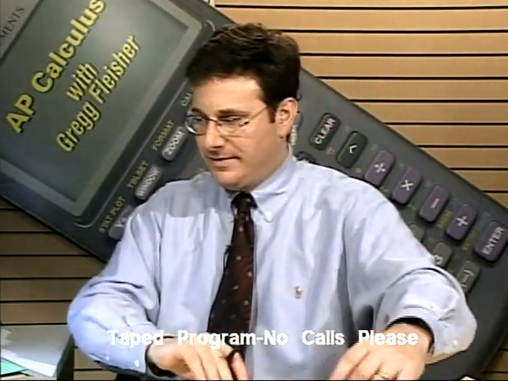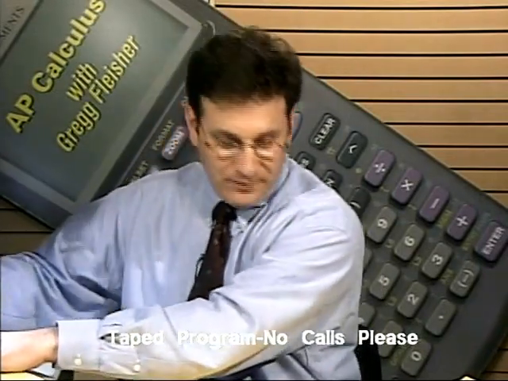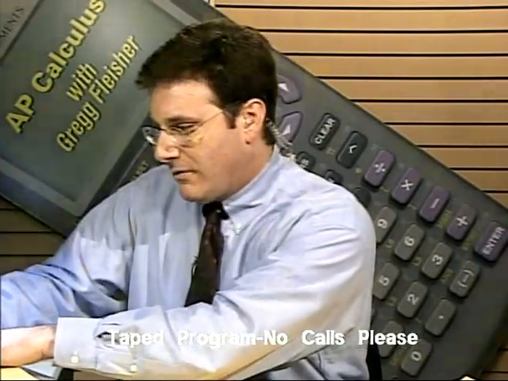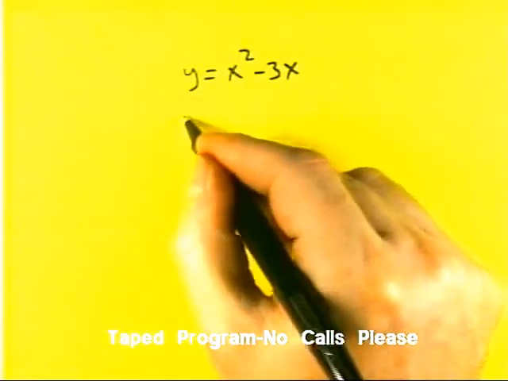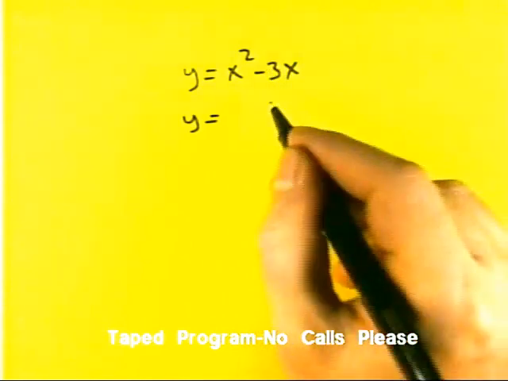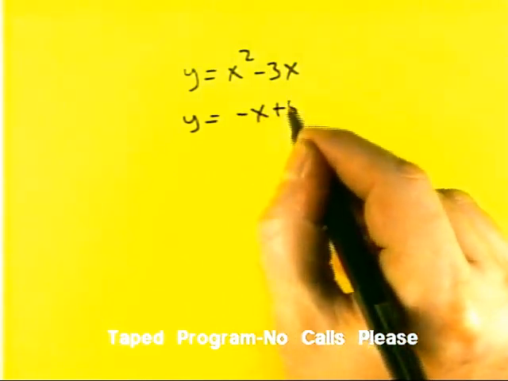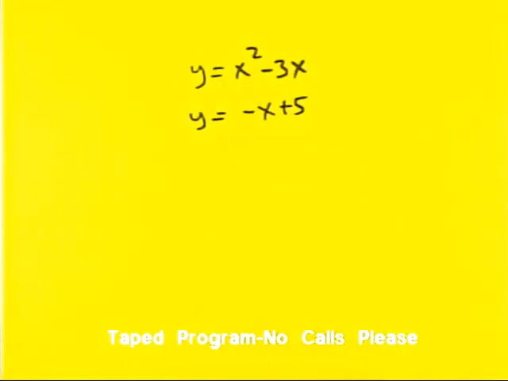Hold on. Okay, I think that'll work. Hey, because of Allison, I gave her a real hard problem. I'm going to give you a little easier one. y equals x squared minus 3x, and y equals negative x plus 5. Find the area bounded by those two curves.